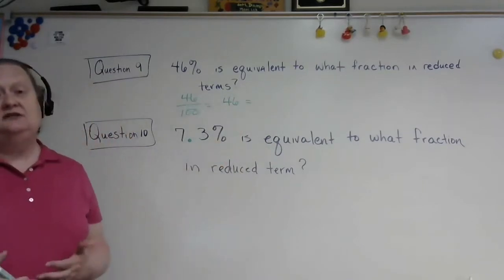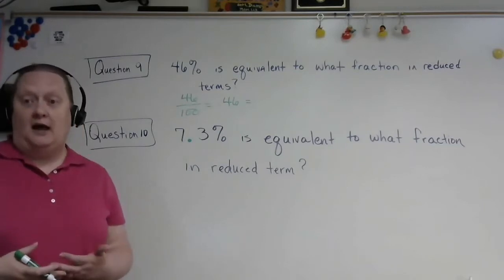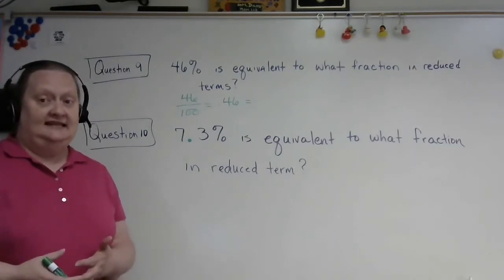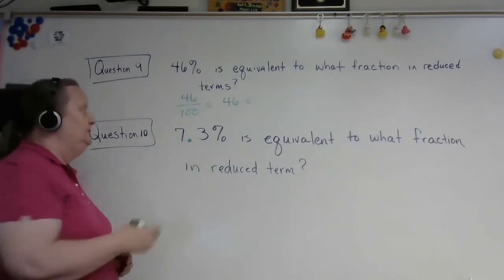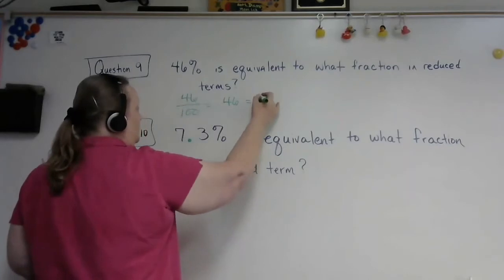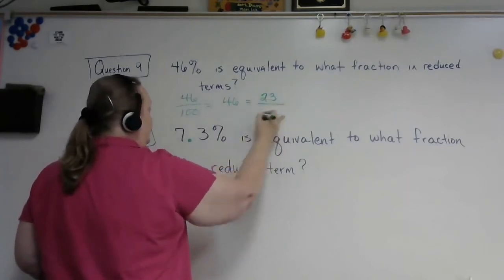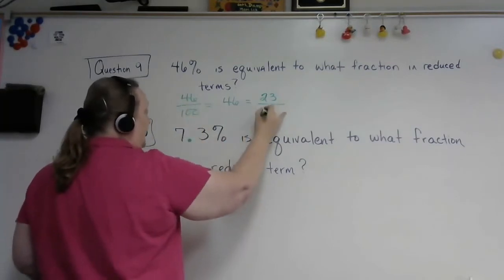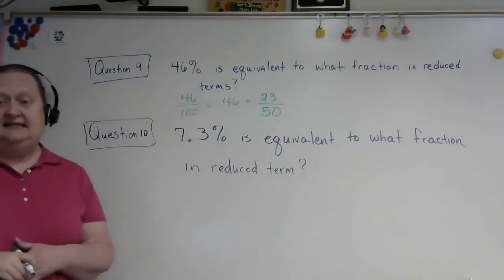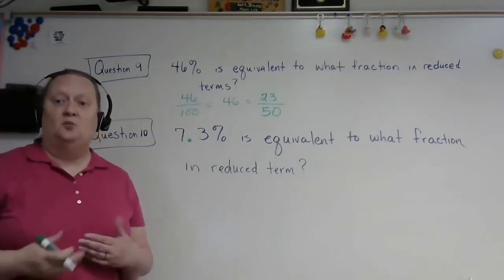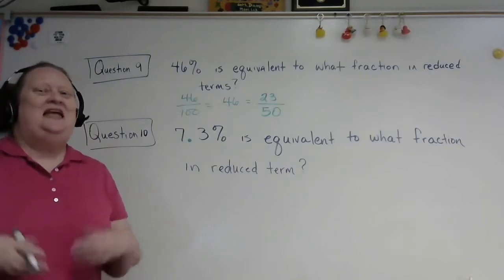So we can reduce the fraction 46 over 100, and we can do that the long way, which is by looking at it and seeing that both the 46 and 100 are divisible by 2. 46 is divisible by 2, and that would give us 23. 100 is divisible by 2 and would give us 50. And we can look at 23 and see that nothing else goes into 23 but 1 and 23. So it is in reduced terms.